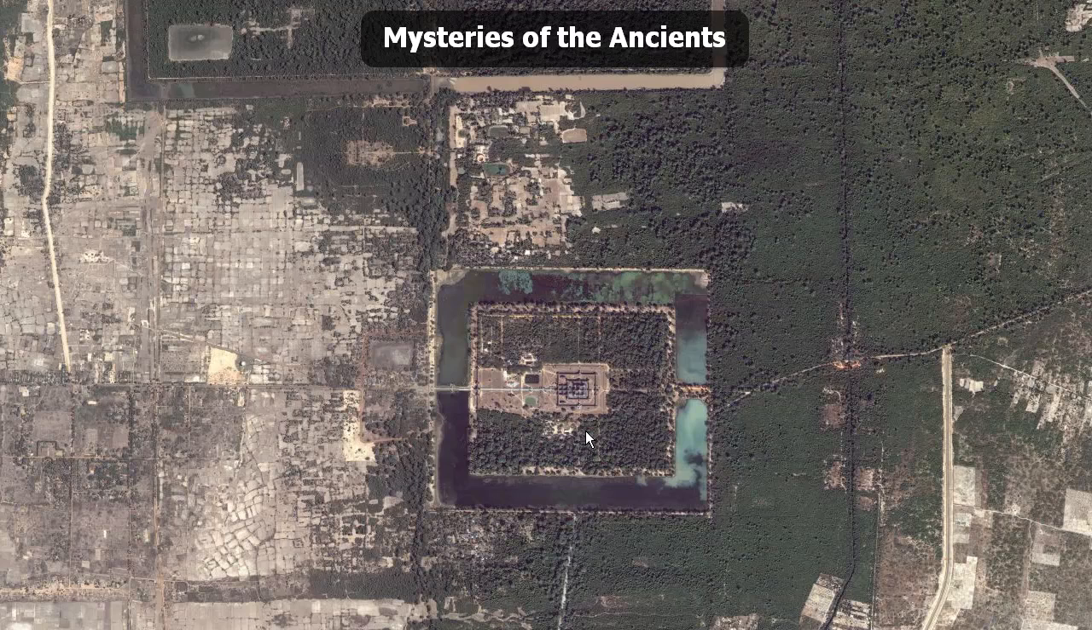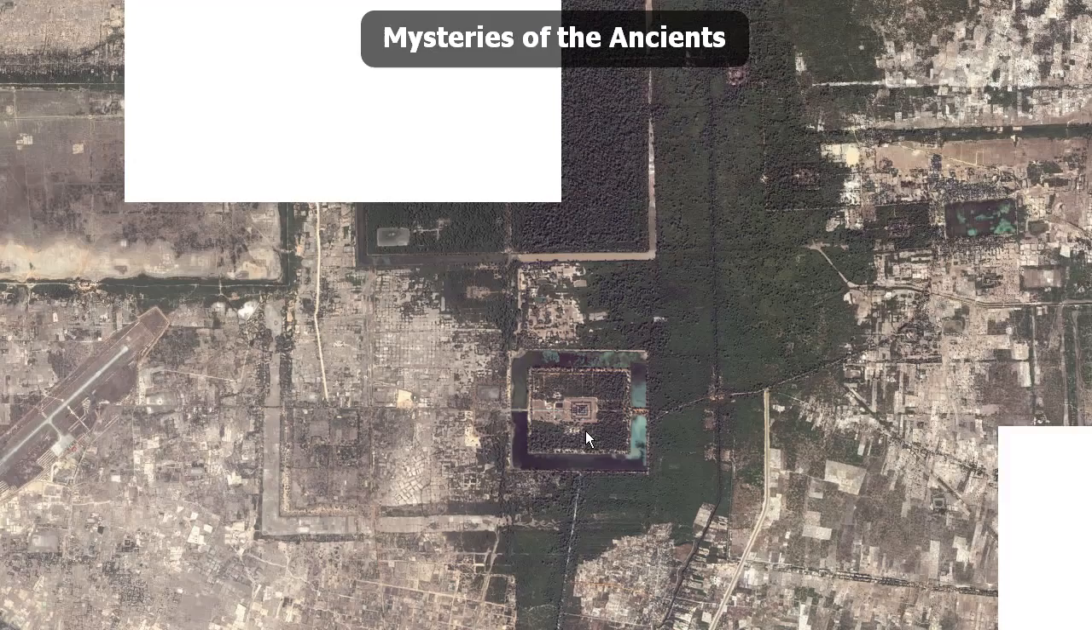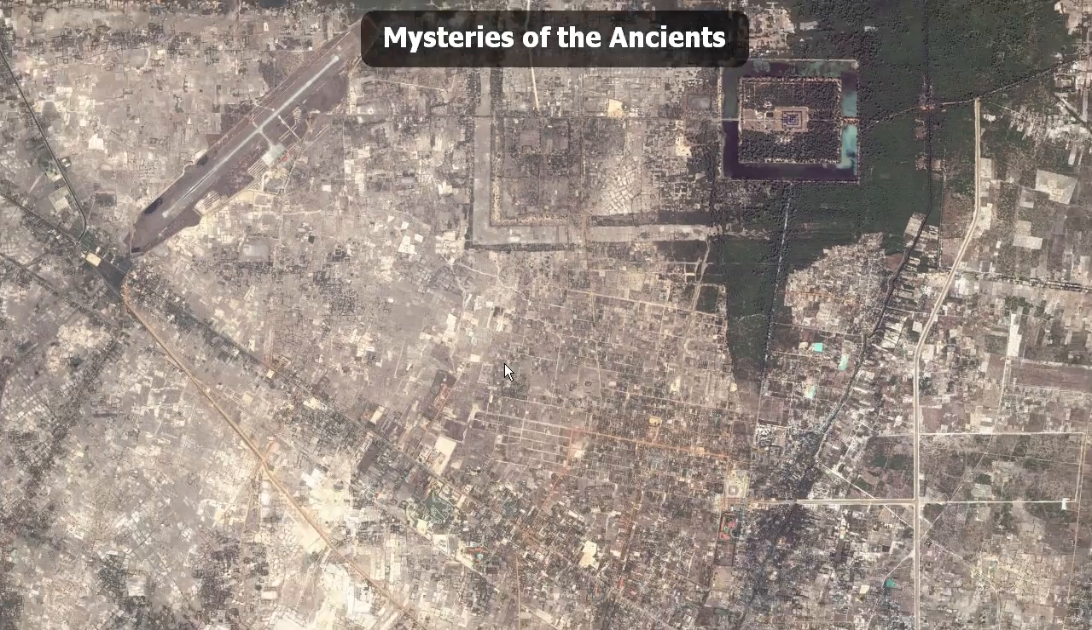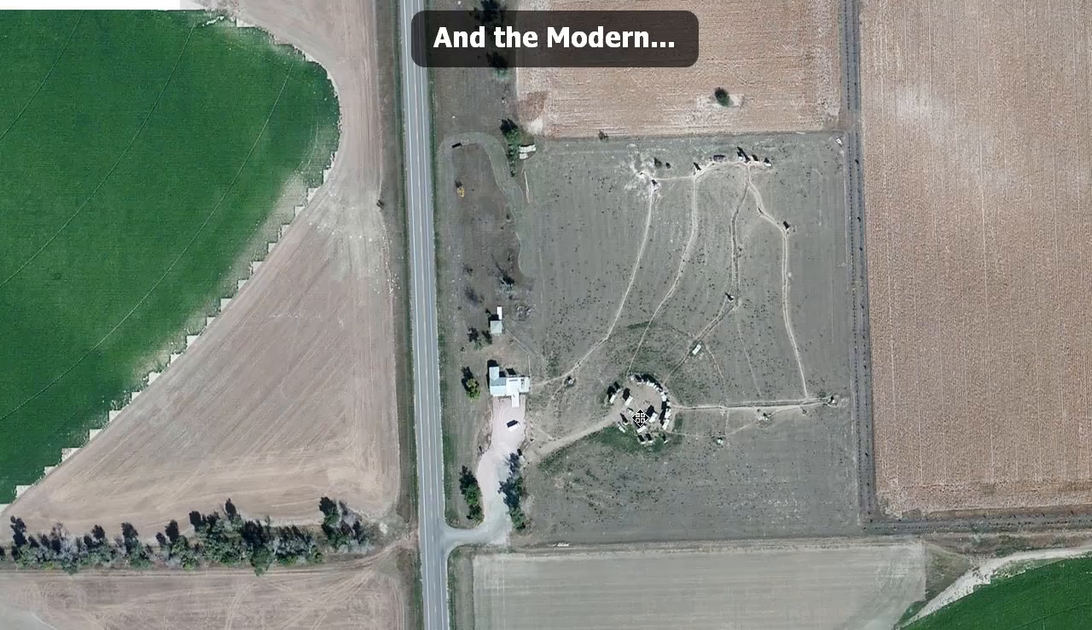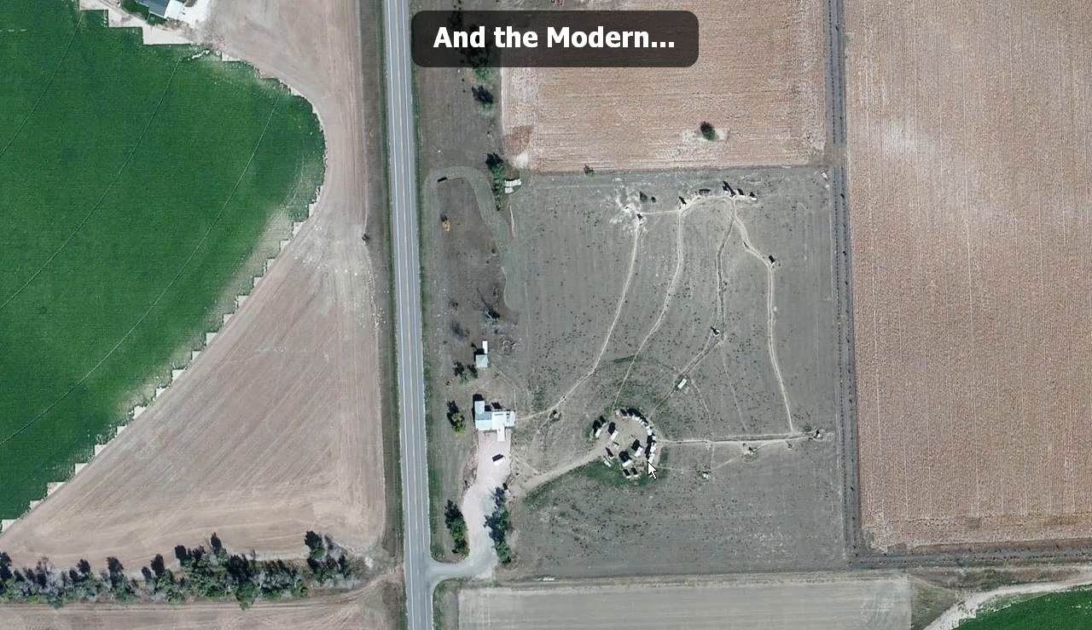Mysteries of the Ancients. Here's Angkor Wat. Fascinating. But look at this big urban area right adjacent to it. And here's a modern place of art. This is Carhenge in Alliance, Nebraska. So a bunch of cars stuck in the ground to emulate Stonehenge, all spray painted.